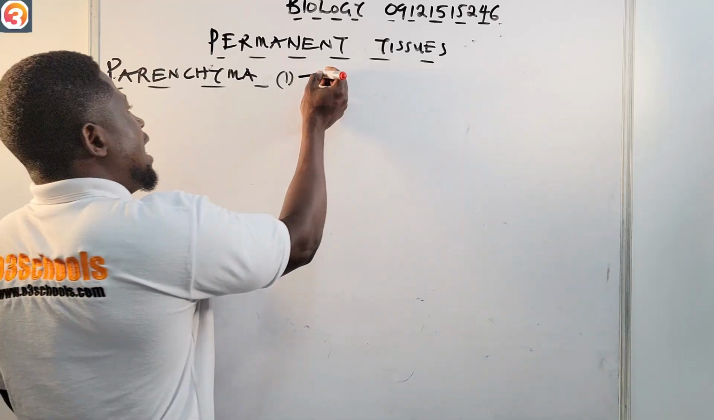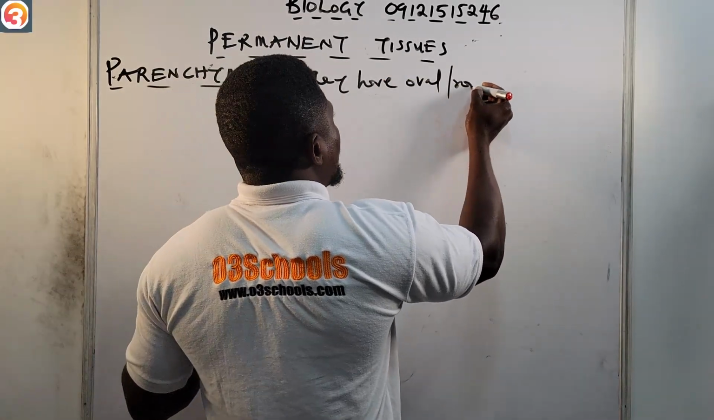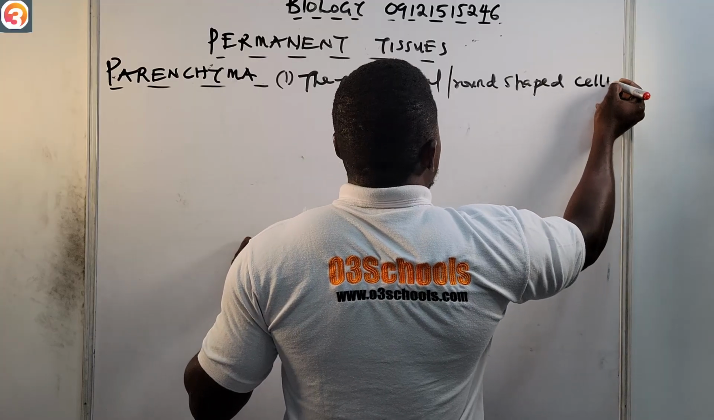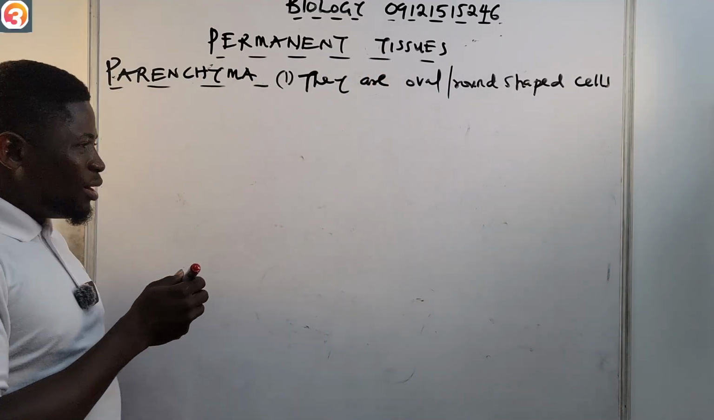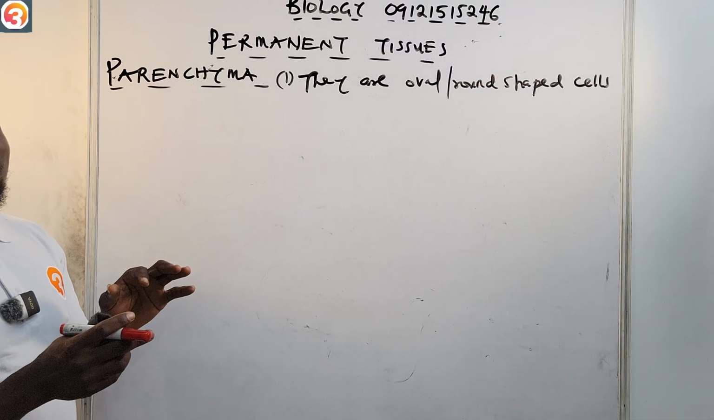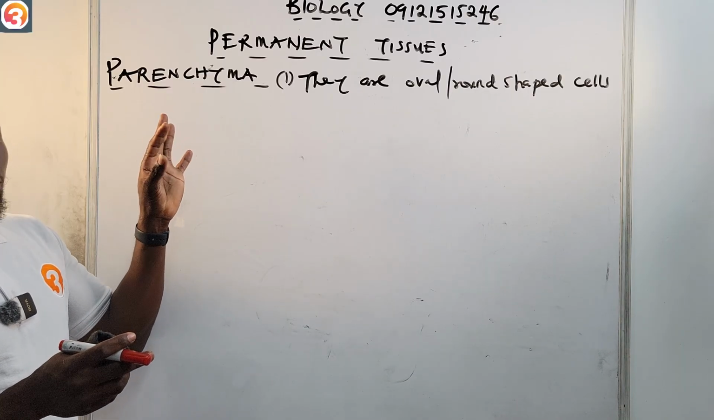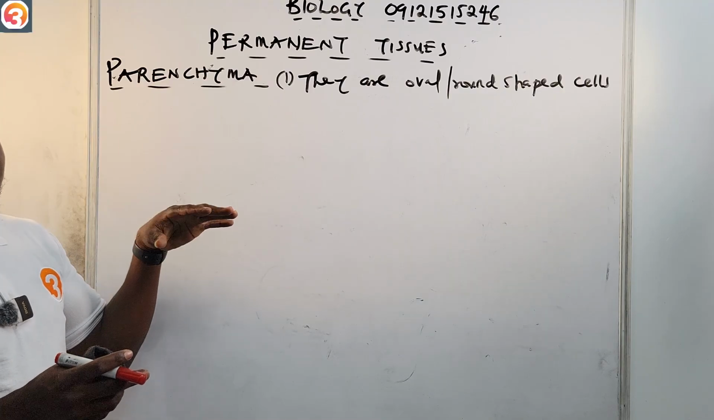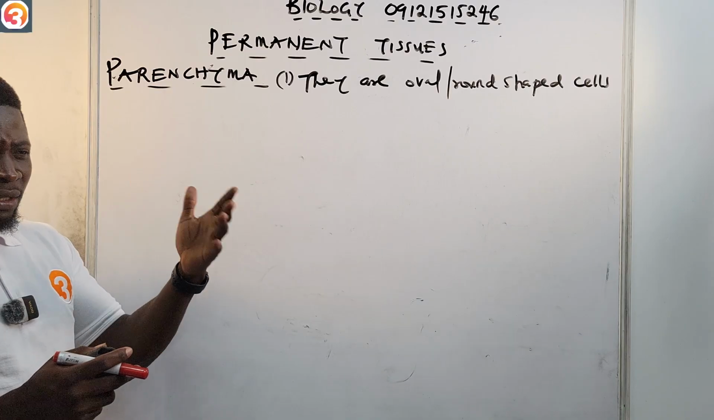Number one, they have oval or round shaped cells. Parenchyma cells are the most common tissues that are found in the plant. They are present everywhere, throughout the whole plant. You will see them in your exam questions.